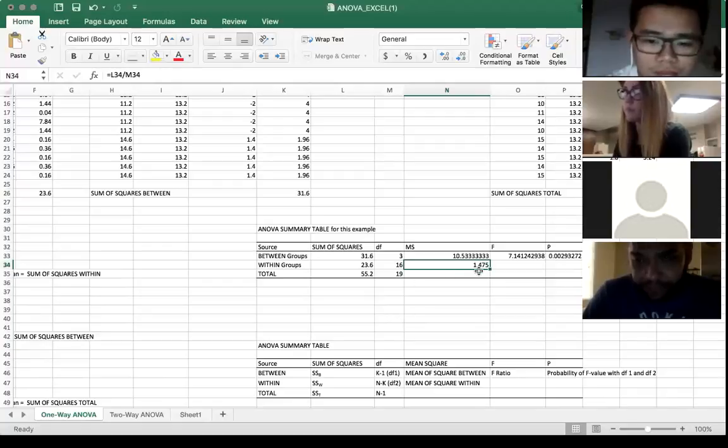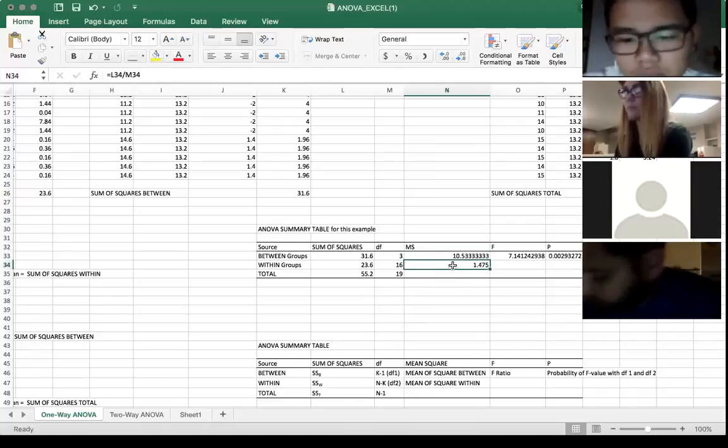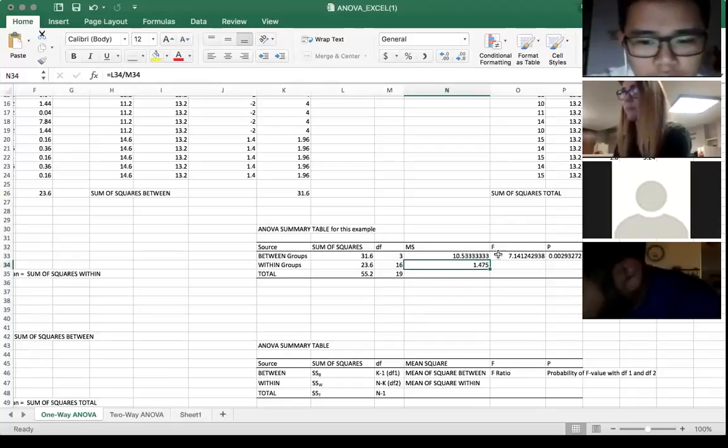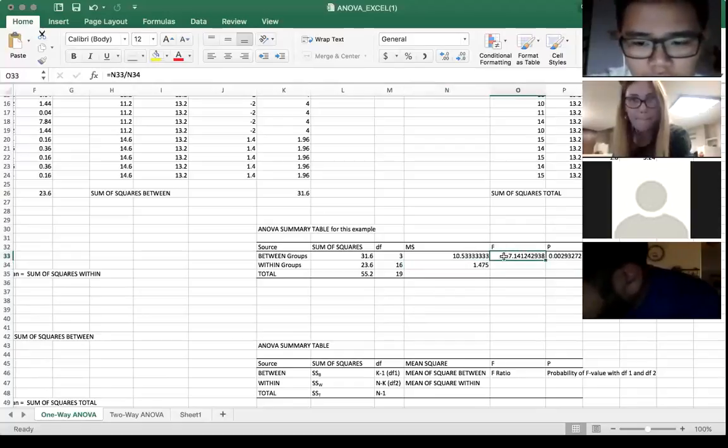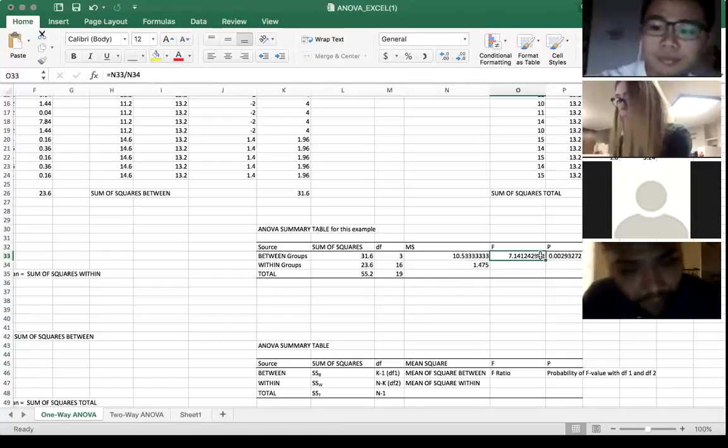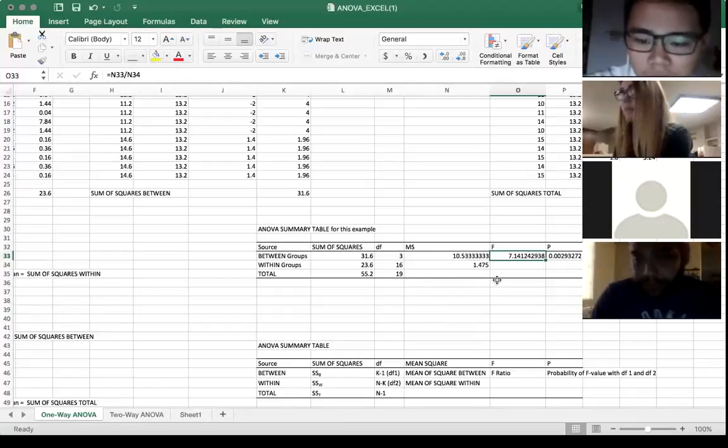Right? And the simple way that we do this is the between divided by within. And this tells us how many times more we have between than within. That's that F ratio. So 10 divided by 1.4 gives us 7.14. So it tells us 7.14 times more variation is between the groups than within the groups.